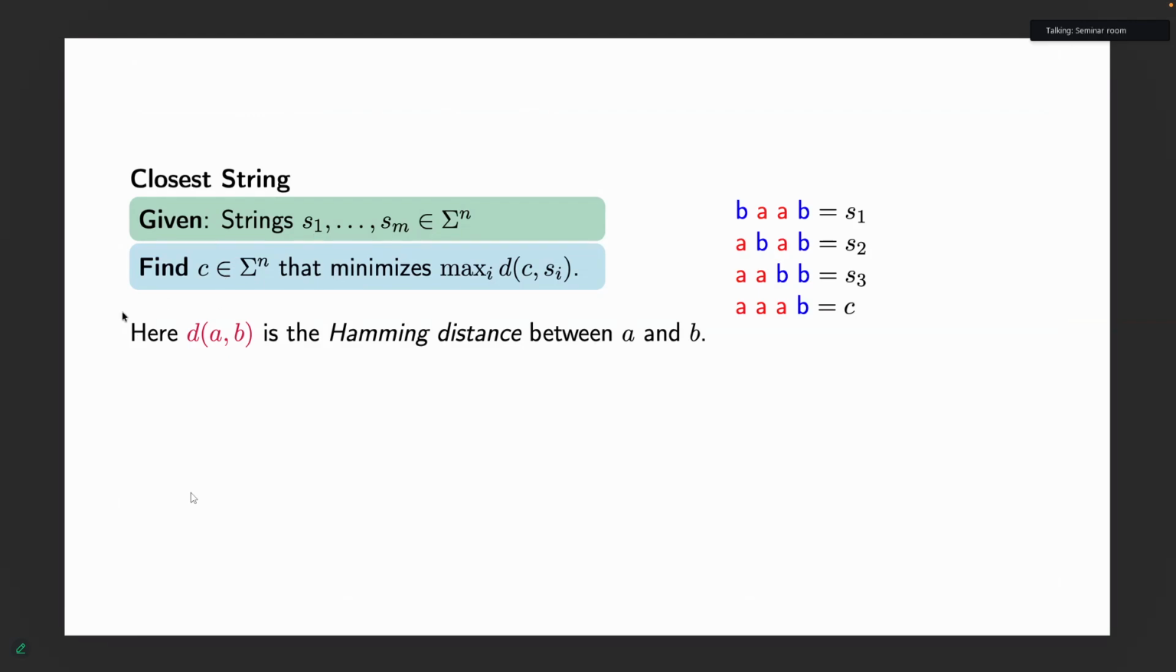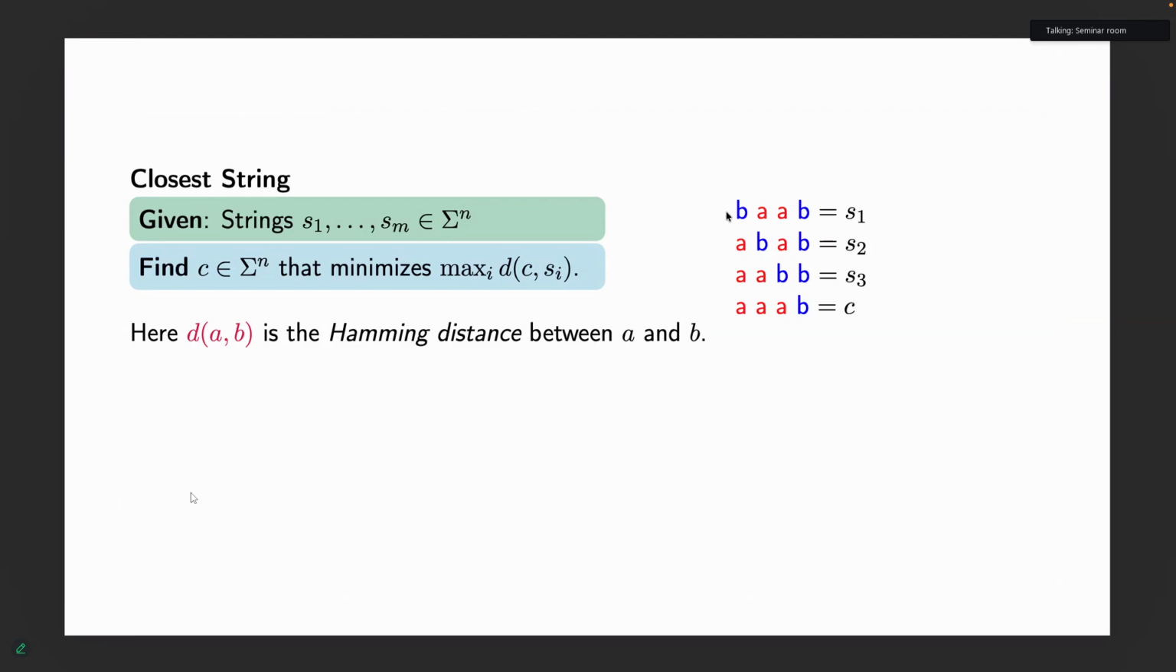So in this example, I hope I didn't make a mistake. A and B are strings at the last line, not letters, right? Yes, these are the strings, these are the letters. Okay, sorry. This is like minimum radius, but in Hamming distance.